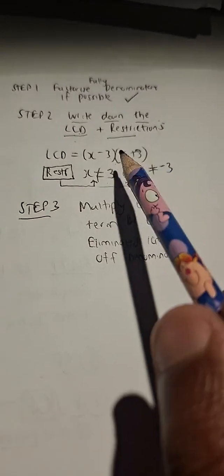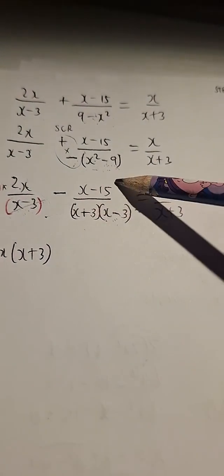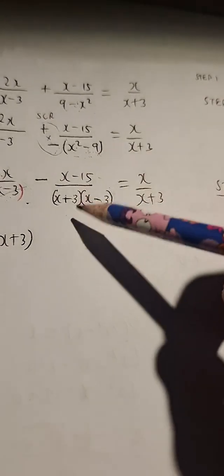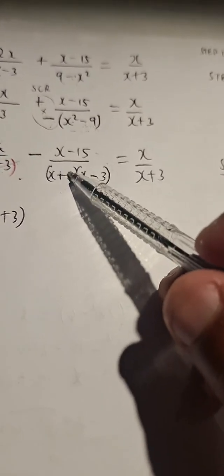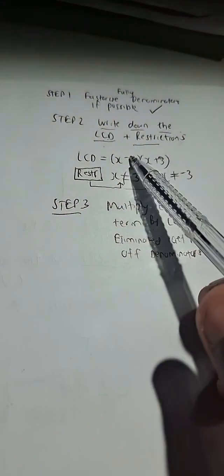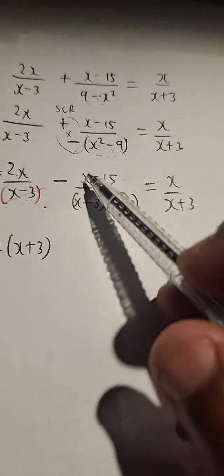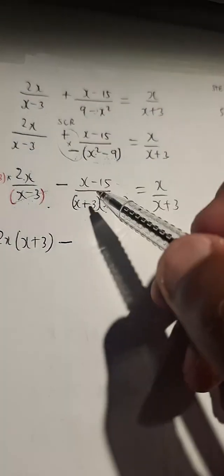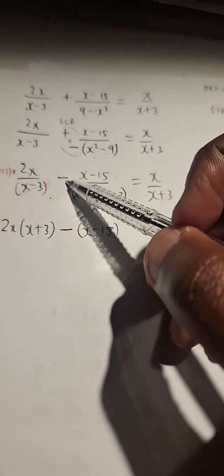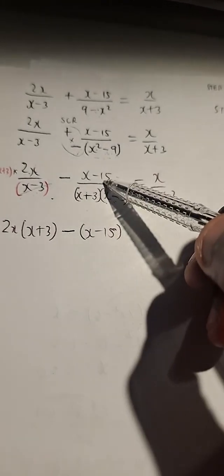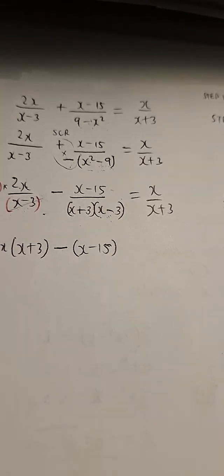We do the same thing. We take the LCD, we multiply with this fraction in the numerator. Who gets left behind? No one, because they are all going to disappear. X plus 3 is going to get cancelled with this x plus 3. X minus 3 is going to get cancelled with that x minus 3. So what gets left behind? Take note, guys, what gets left behind? This x minus 15 gets left behind in brackets. There's a negative sign. X minus 15 gets left behind in brackets.